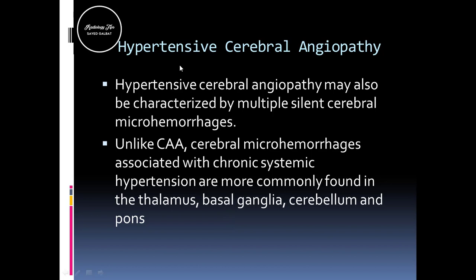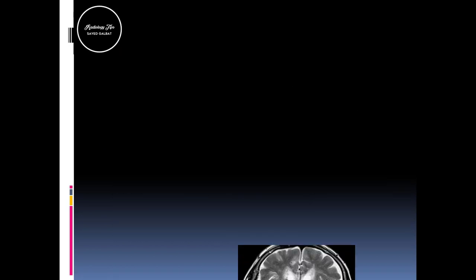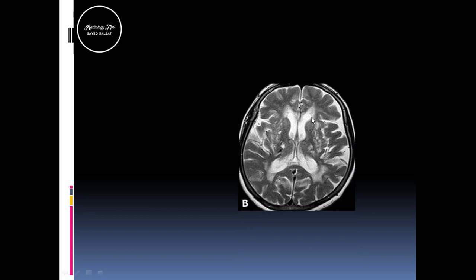The second thing is hypertensive cerebral angiopathy. It's a similar pathology to cerebral amyloid angiopathy, but the only difference is in the distribution. So if we look at this T2 weighted image, we can see bright foci at the region of the basal ganglia. Usually we call it lacunar infarcts or small vessel related changes.